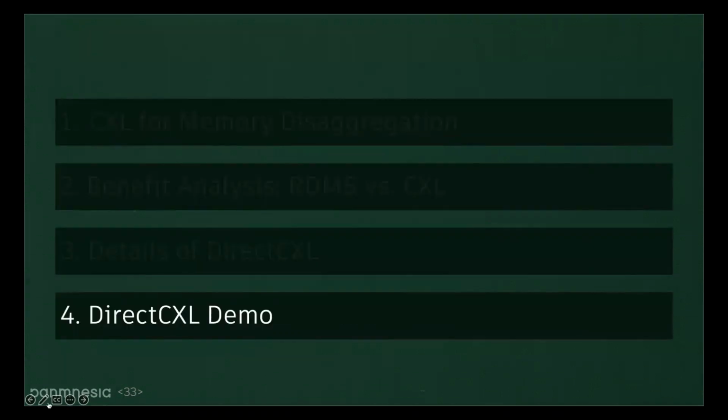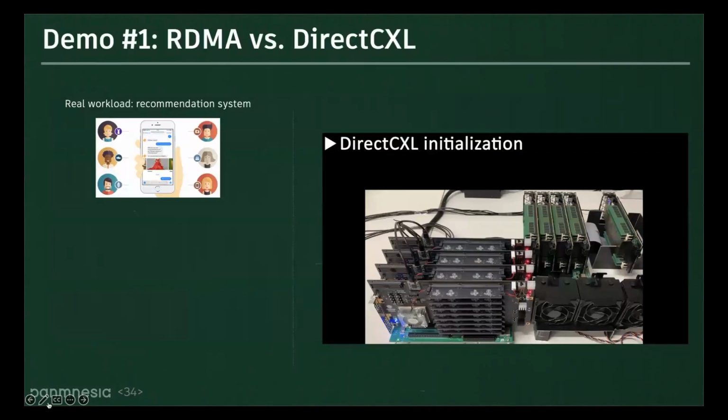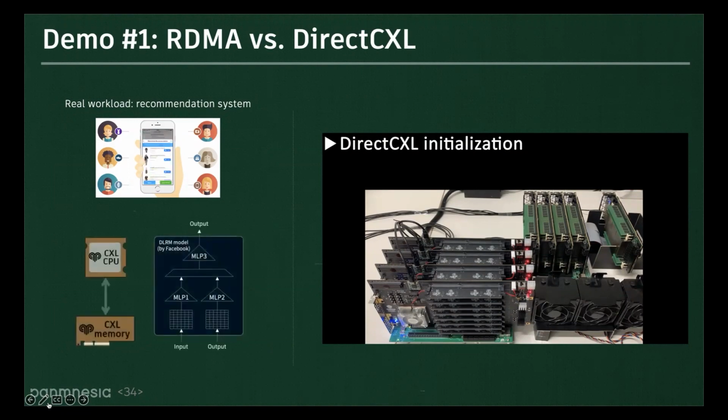Finally, we will show 2 demo videos. In the first demo, we will compare the performance of a recommendation system using the existing RDMA-based solution and Direct CXL. We use the DLRM model from Meta, and the whole embedding table is stored in the remote memory.